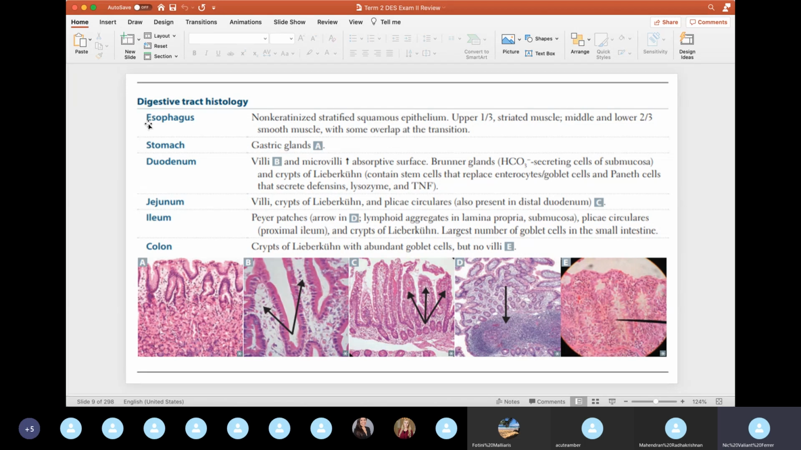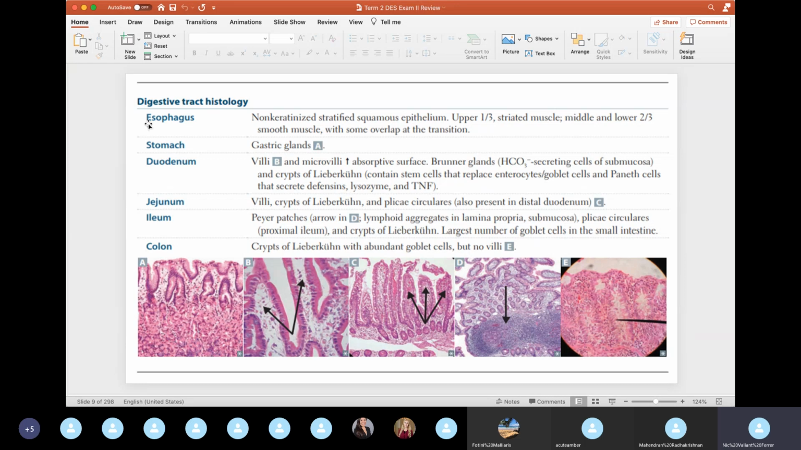Esophagus: there's no image here, but don't forget the esophagus has non-keratinized, stratified, squamous epithelium. The upper 1/3 is striated muscle. Middle and lower 2/3 are smooth muscle with some overlap at the transition. Why is this important? Because when you go to term 4, it depends upon what kinds of cancer you can have. Upper 1/3 is always squamous carcinoma of the esophagus. Lower 2/3, it's always adenocarcinoma.